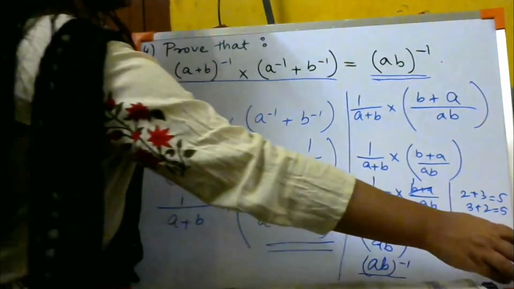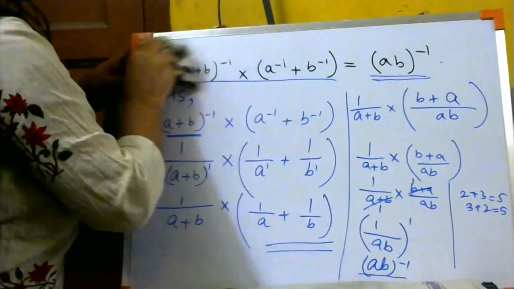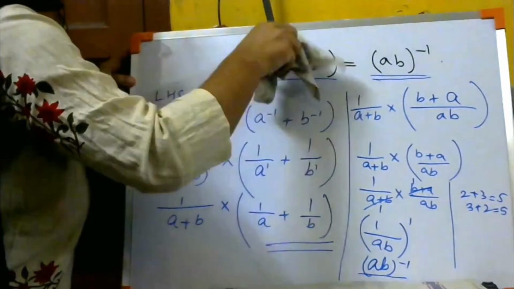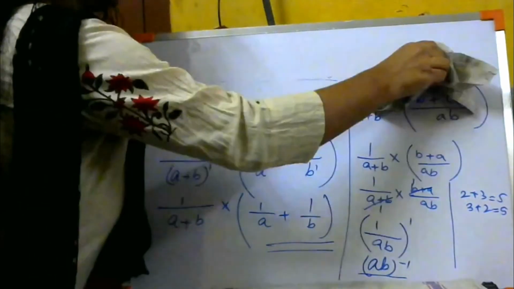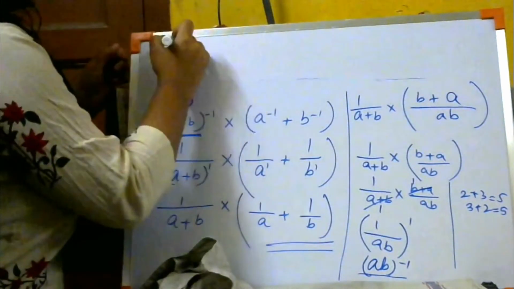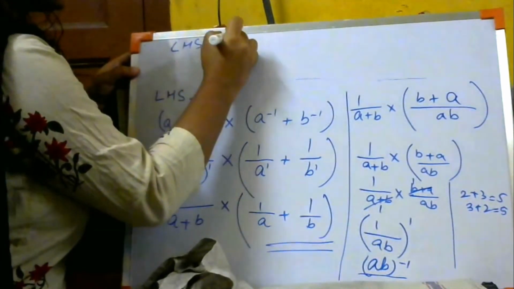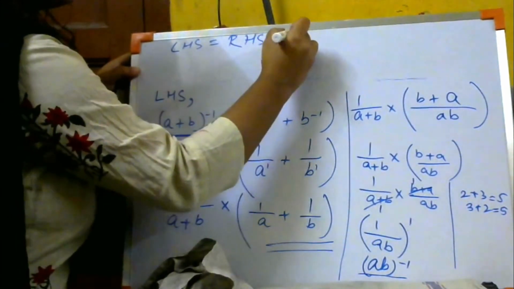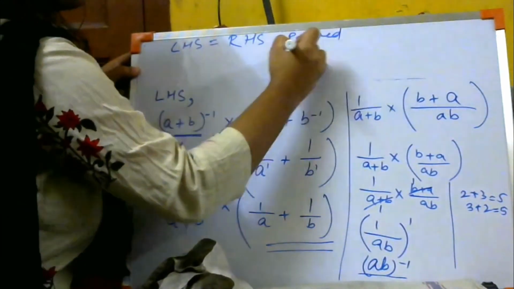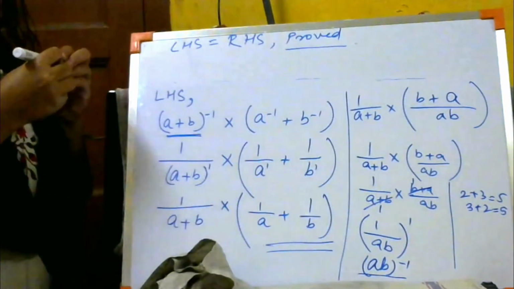तो लास्ट लाइन में तुमको क्या लिखना है? You are going to write it like this. In the last line you will write it like this, that LHS is equals to RHS proved. This is your answer. Clear?